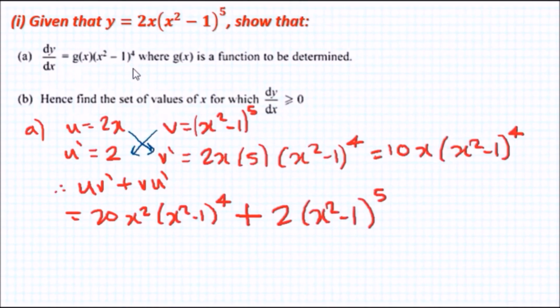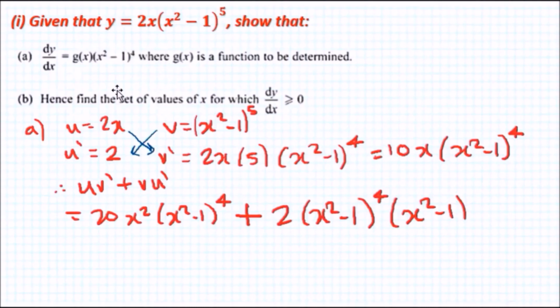Now, the function wants us to keep in terms of power 4. So we need to reduce this power by 1. What we could do is partition this as to the power 4 and to the power of 1. So let's drop this power to 4 and stick another one next to it. That's it. And now we just collect like terms.